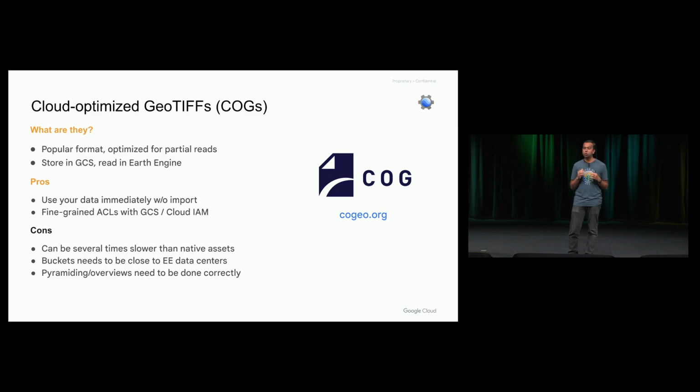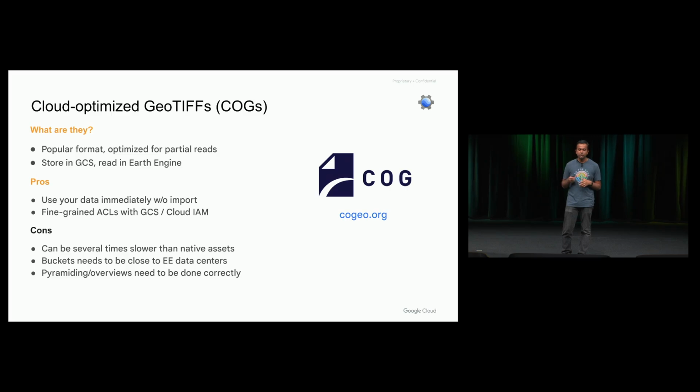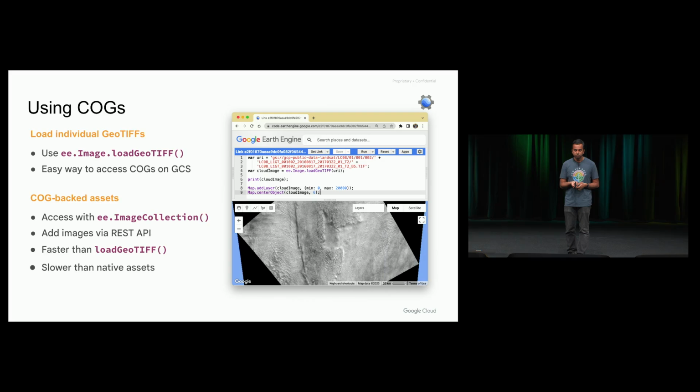Now, I'm not saying that it's noticeable all the time. If you have a small enough collection, you may not even notice it. It might be really small. But it is a possibility that there'll be some sluggishness, so that's one of the cons. Buckets need to be close to EE data centers. It's always nice when there's co-location of where you're reading the bucket from and where Earth Engine actually is. Pyramiding overviews need to be done correctly. And that part is important because, like I said, it doesn't do pyramiding or overviews on the fly. So you're not going to have any luck if you don't have pyramids generated.